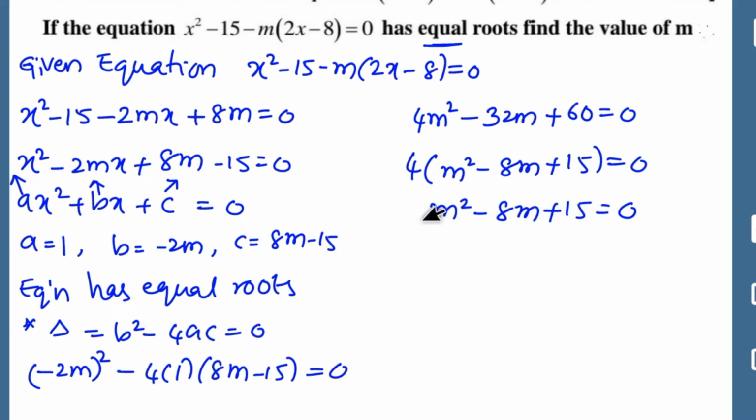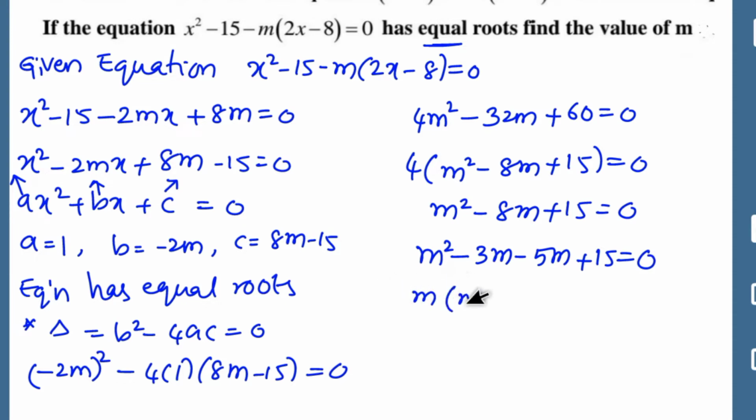So here 1 into 15, the product should be 15, and the addition minus 8m. That means we can simply write minus 8m as minus 3m minus 5m. Minus 3 into minus 5 becomes plus 15. The sum gives minus 8m, equals 0. So what is common?